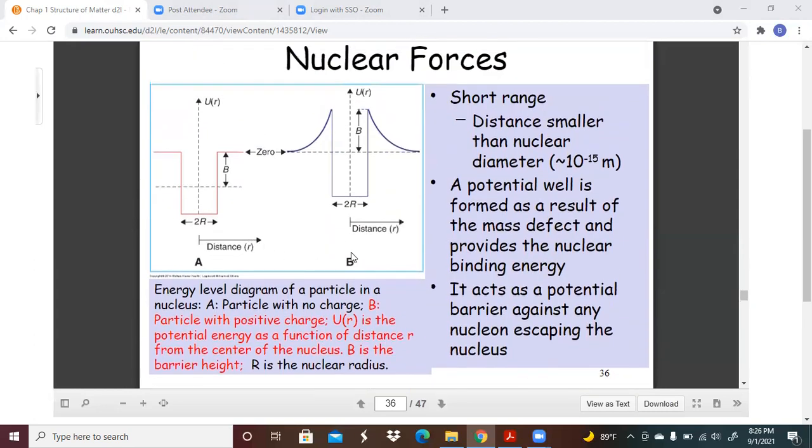So the energy level diagram, you have a particle in a nucleus. If this is a particle with no charge, you might see something like this, where there is no decay like what you see here. If you've got a particle with a positive charge, so this would be a neutron, this would be a proton. So the potential function here is going to be the potential energy as a function of the distance from the center of the nucleus, which is represented right here. This B here is going to be the barrier height, and the R here is going to represent the nuclear radius.